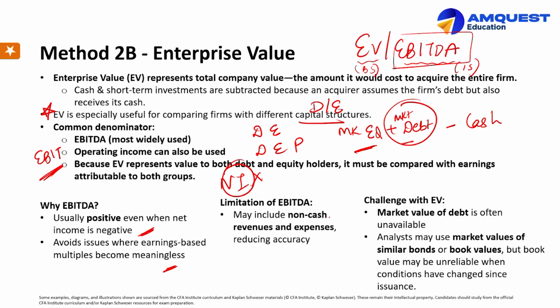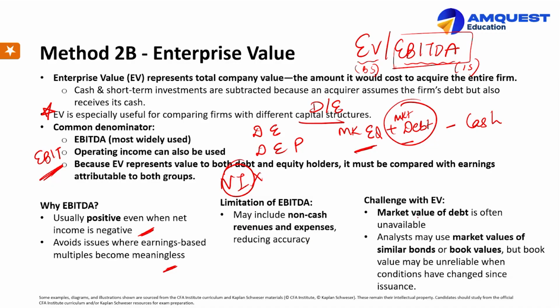Limitations of EBITDA: it may include non-cash revenue and expenses, reducing accuracy. So there can be some non-cash transactions like gains or losses on sale of machinery, any revaluation, or forex profit or loss, due to which fluctuations happen. So all that may distort the value of EBITDA.